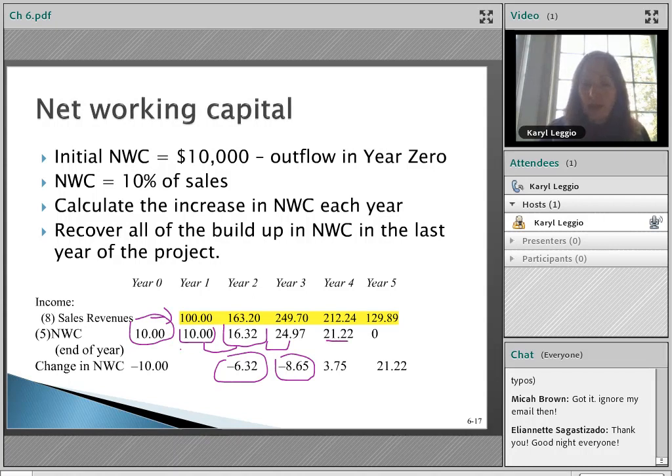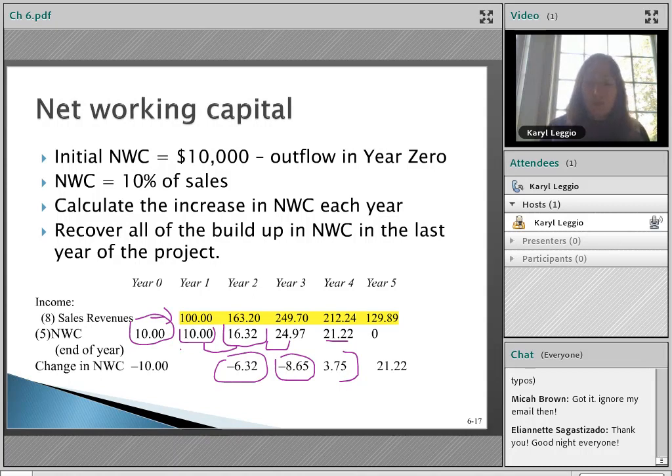They're down to $21,220 from the $24,970 they were the year before. So in year 4, we actually have a source of 3,750 of working capital. Okay, so in year 4, we started selling off some of the inventory that we'd been building up.